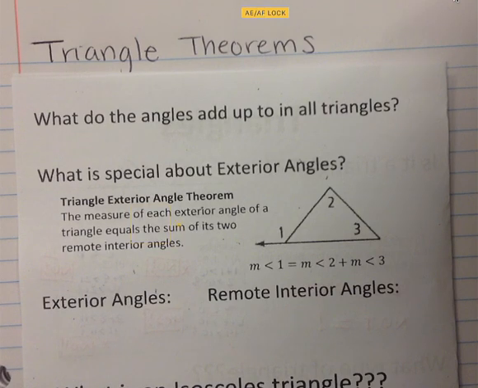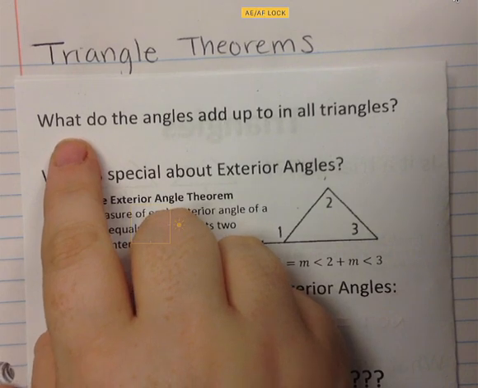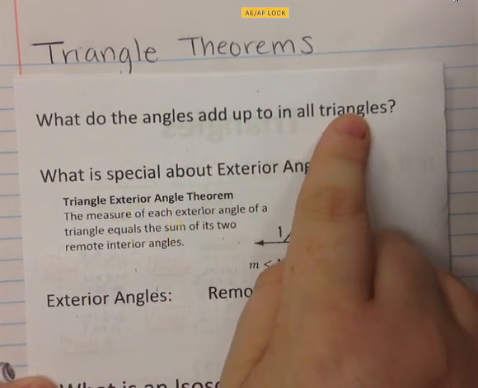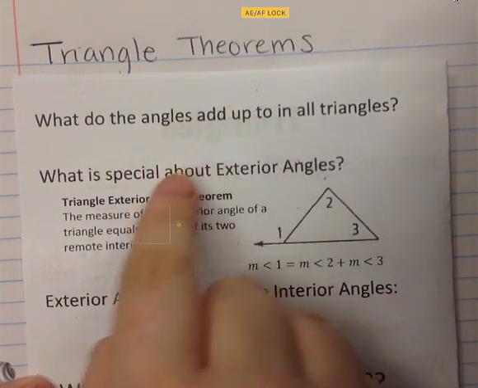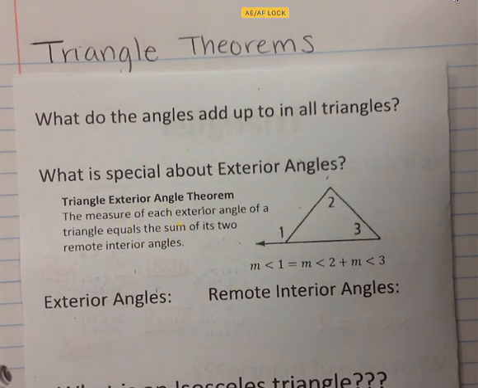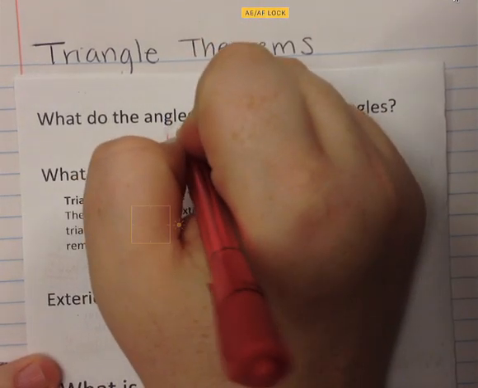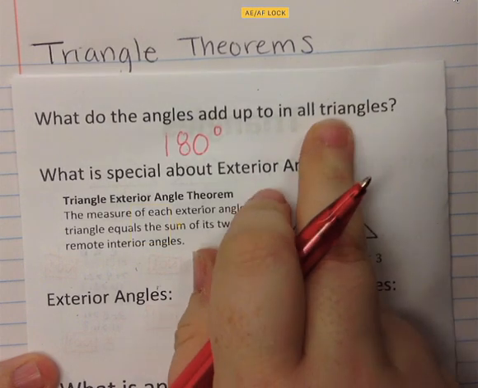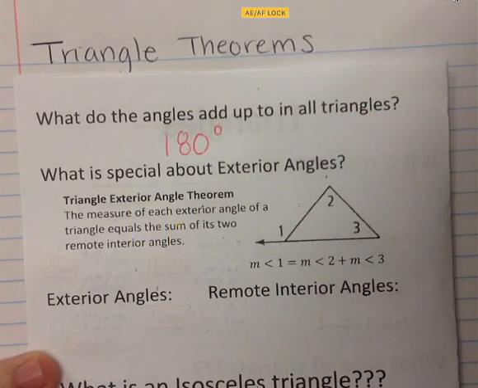This video is continuing triangle theorems. In triangles, we ask ourselves, what do the angles add up to in all triangles? In all triangles, the three angles will add up to, every single time, 180 degrees. All triangles, all the angles, the three angles in a triangle add up to 180 degrees.